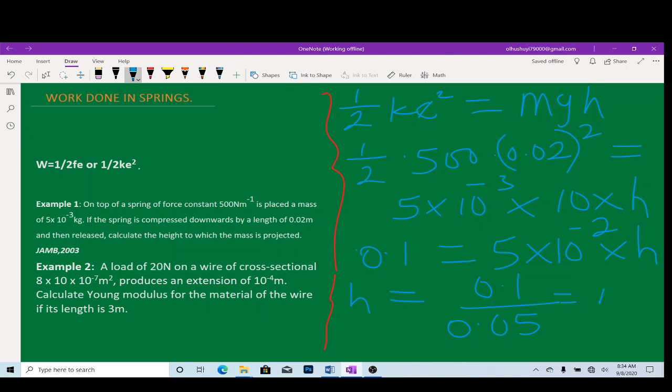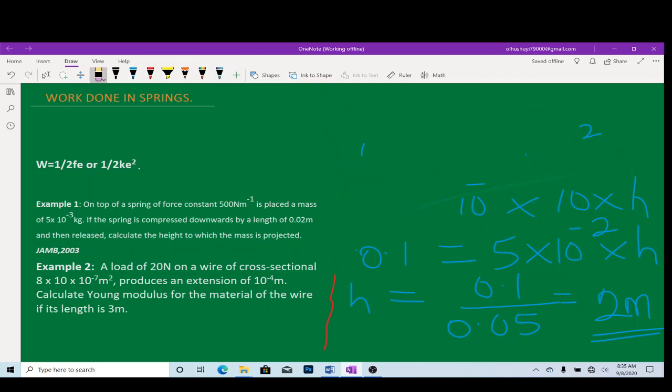That gives you 2. It should be in meters. So the height attained by that spring is 2 meters. Is that gotten? I'm sure it's gotten. Thank you. So we go to the next example.